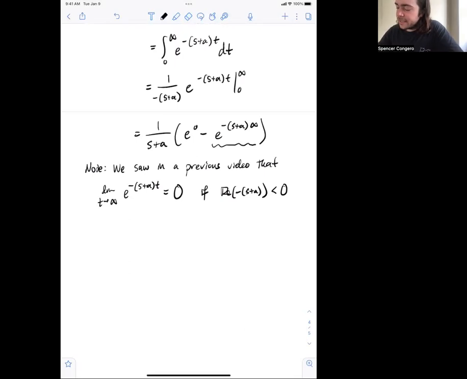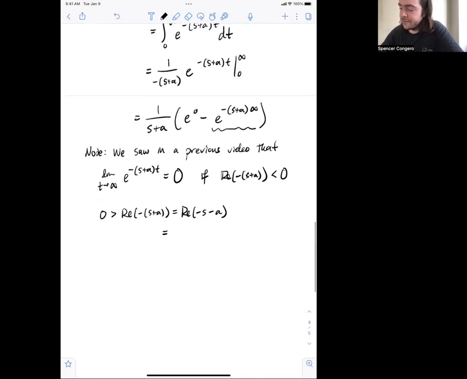Okay, so this is a fine condition, but we can make it look a little nicer. That's what I'm going to do now. So 0 is greater than the real part of negative s plus a. What manipulations can we do on this? Of course, I can distribute the negative sign. Okay, and then the real part of the sum of two complex numbers is just the sum of their real parts. Okay, you can prove this very easily on your own.